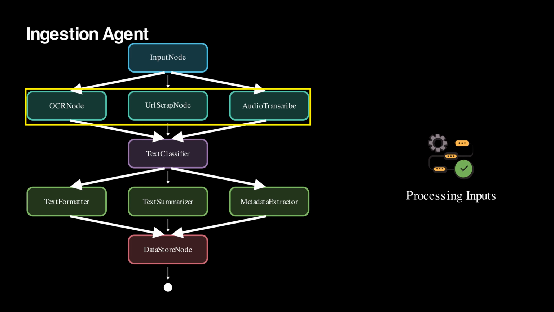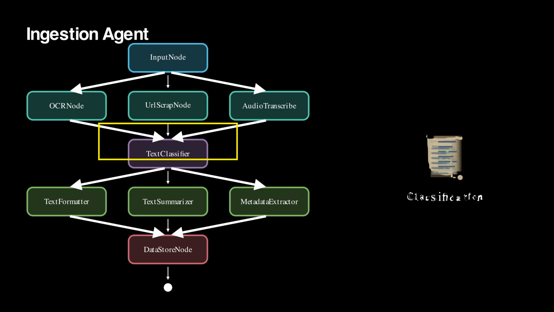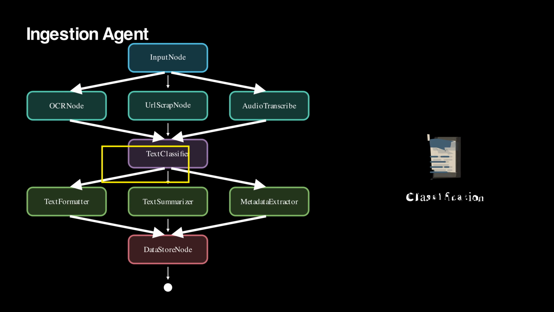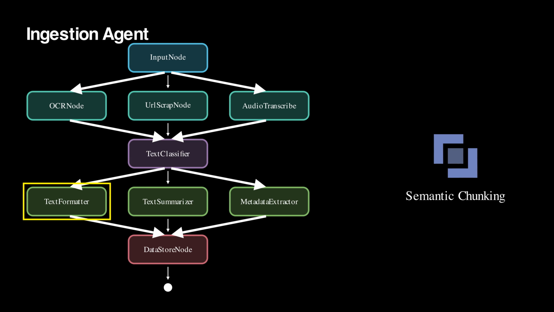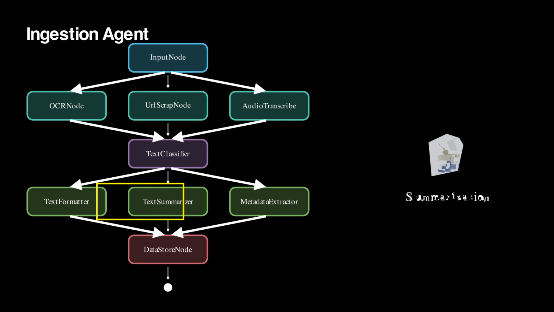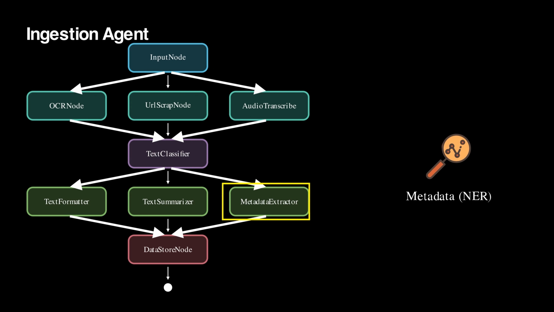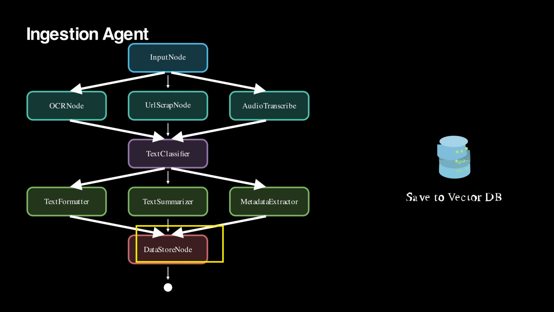All processed data then flows to the text classifier, which uses an LLM to determine what the text is, for example, a CS note or event. The task is then split. The formatter node handles semantic chunking, preparing the data for the vector database. The summarizer node creates a concise summary. And the metadata extractor uses techniques like NER to pull out a title and relevant tags. Finally, all three outputs are saved by the data store node to a vector DB and a metadata DB, completing the pipeline.